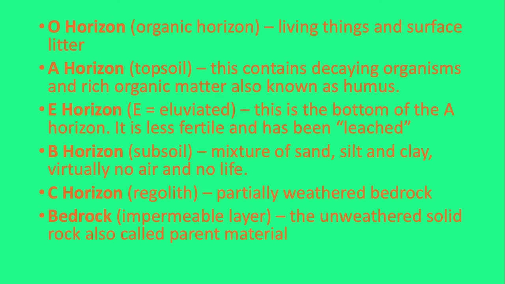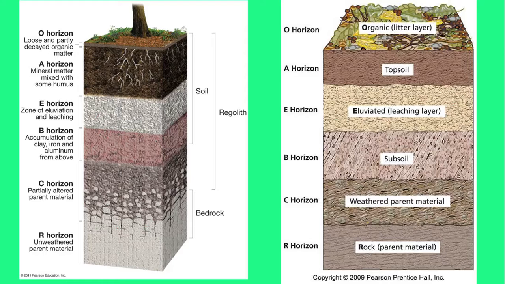The B horizon, or subsoil, that's a mixture of sand, silt, and clay. There's virtually no air at this level and no life. The C horizon, which is also known as regolith, is partially weathered bedrock. And then the bottom is bedrock, which is the impermeable layer. Impermeable means no water can pass through. It's unweathered, solid parent material. And here are 2 different diagrams of those soil horizons that you should know. We'll be drawing this as well.